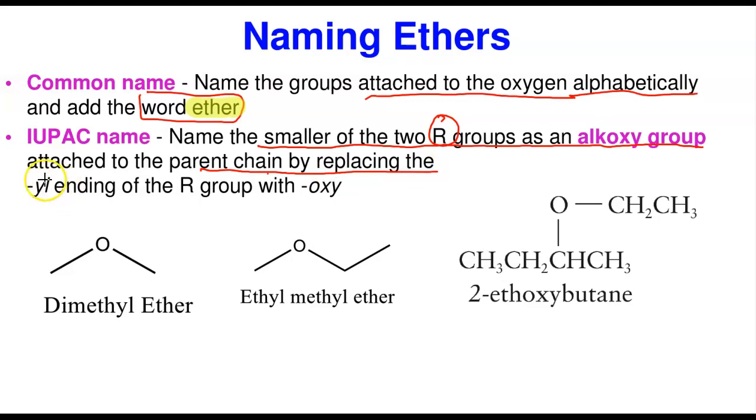So what you do is just replace the YL from the alkyl group with OXY. So you take it from alkyl, this is the alkyl group. When you remove YL, you go back to ALK, and you now put OXY. So that's what it now becomes, an alkoxy group. That's exactly how you do the IUPAC nomenclature.